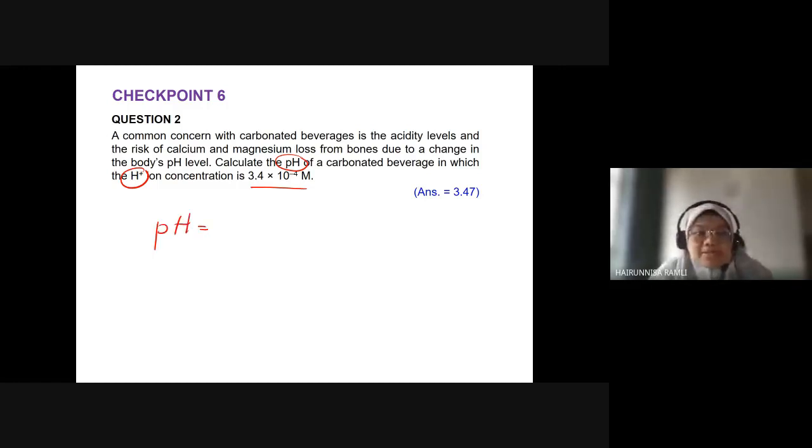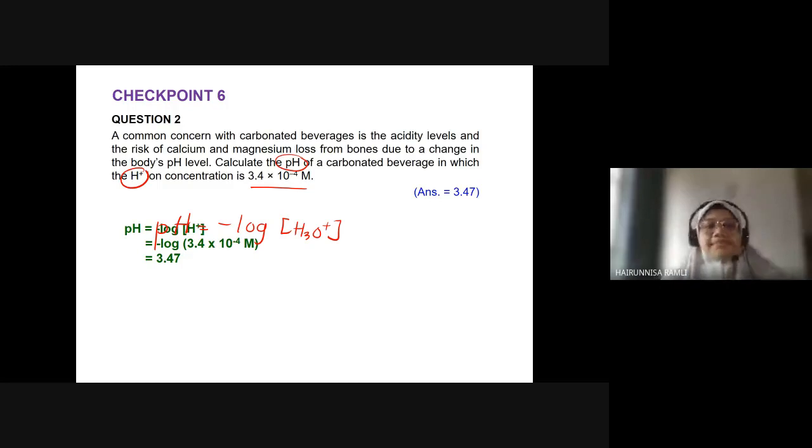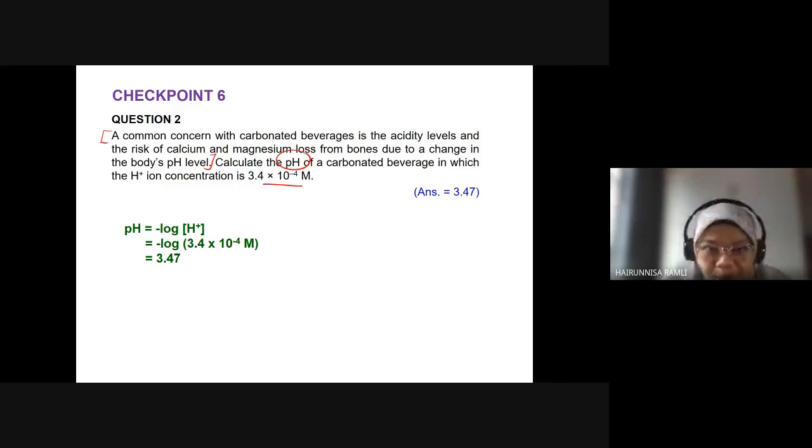So pH is equals to negative log H plus or H3O plus lah eh. Dapat tak tu sama eh? 3.47. Okay. Ayat dia bukan banyak panjang kan. Sebenarnya tiga line yang pertama ni just nak explain je what is carbonated beverages kan. Okay, sebenarnya calculation dekat bawah dia je kan. Okay, basically dia nak pH. Negative log H plus lah. Kalau dia nak pH tapi dia bagi OH minus, kena buat macam tadi eh, tukar jadi H plus dulu.